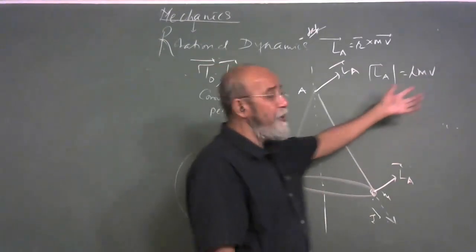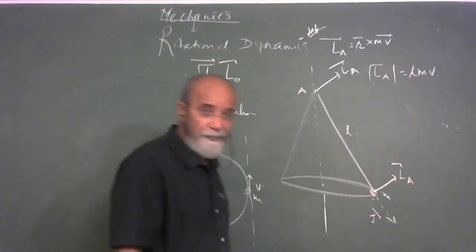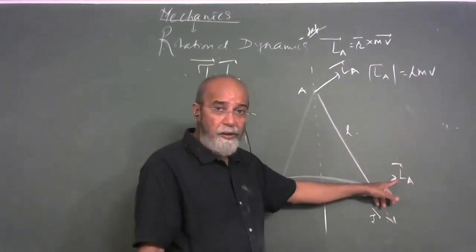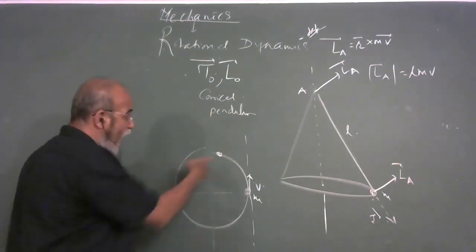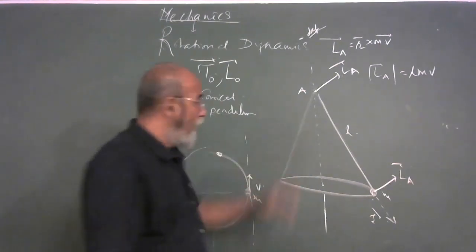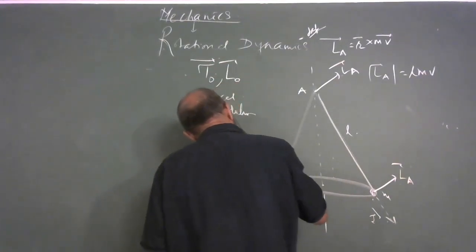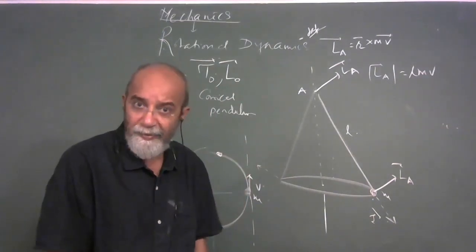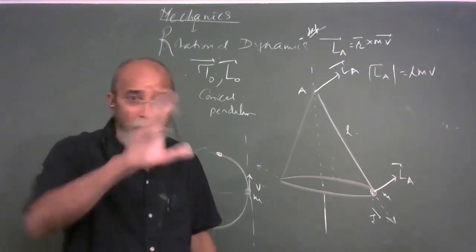The magnitude is constant, but not the direction. In this position, it is here. When it is in this position, again I will do R cross V. It will be like this in some other direction, and some other direction, and some other direction. Are you understanding? Yes, sir. So it's not a constant.